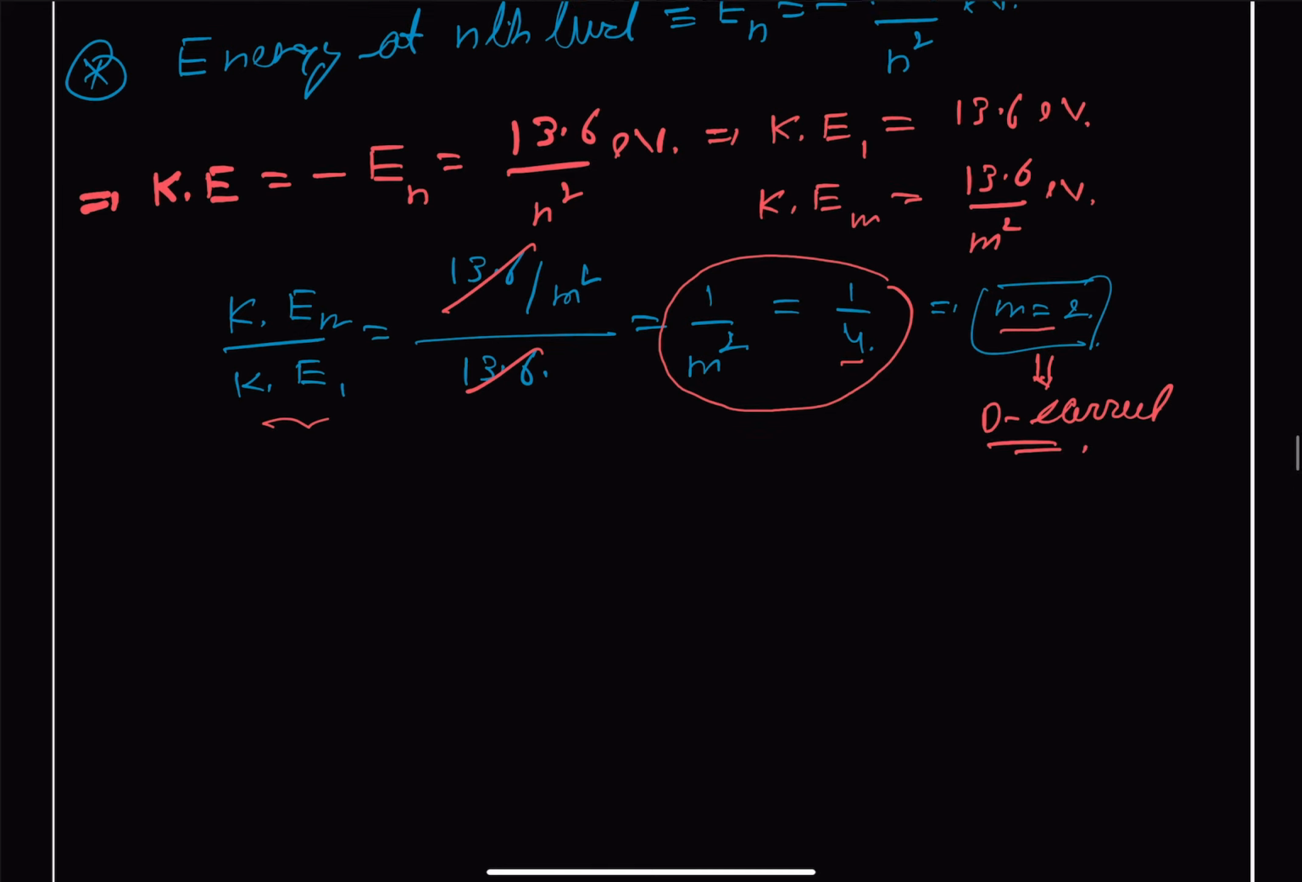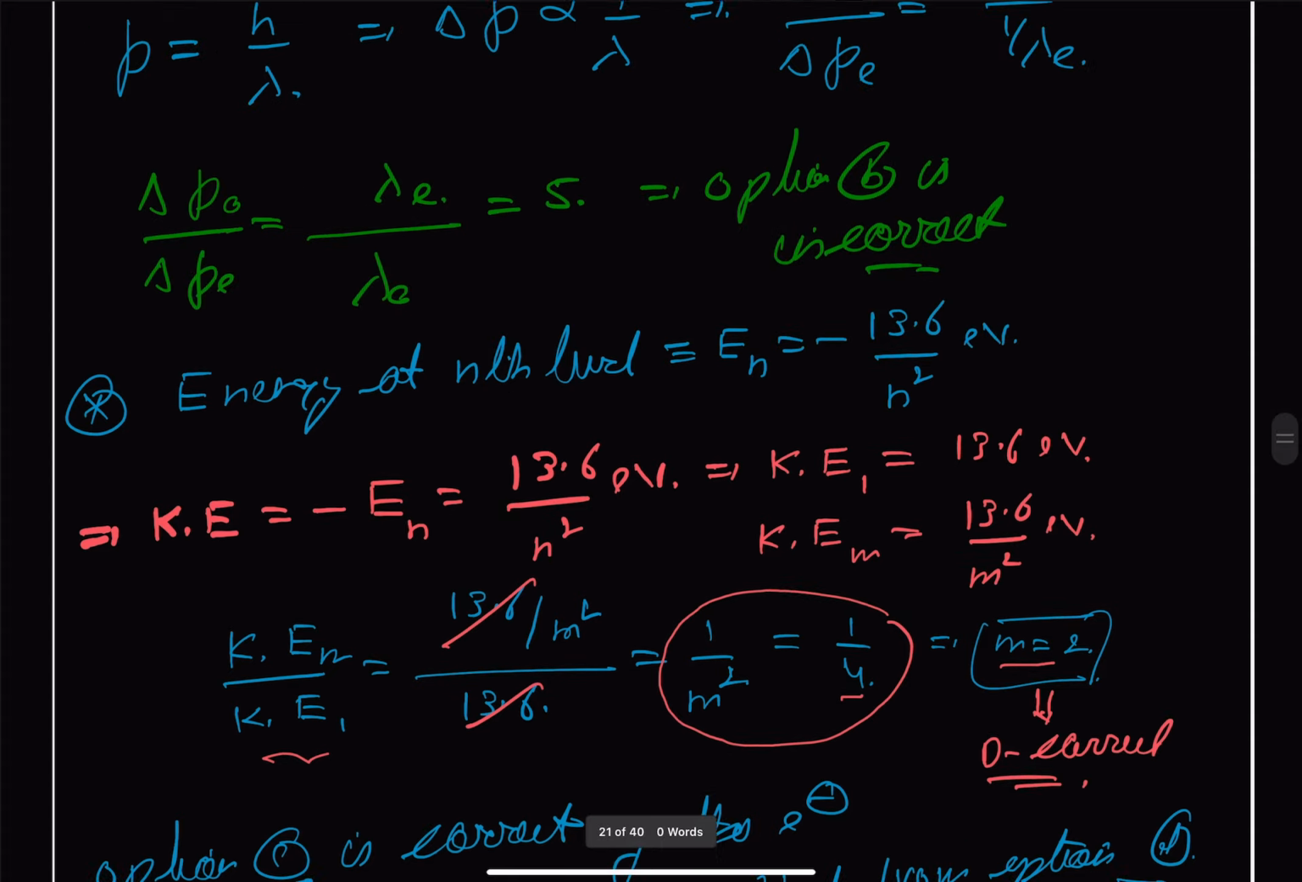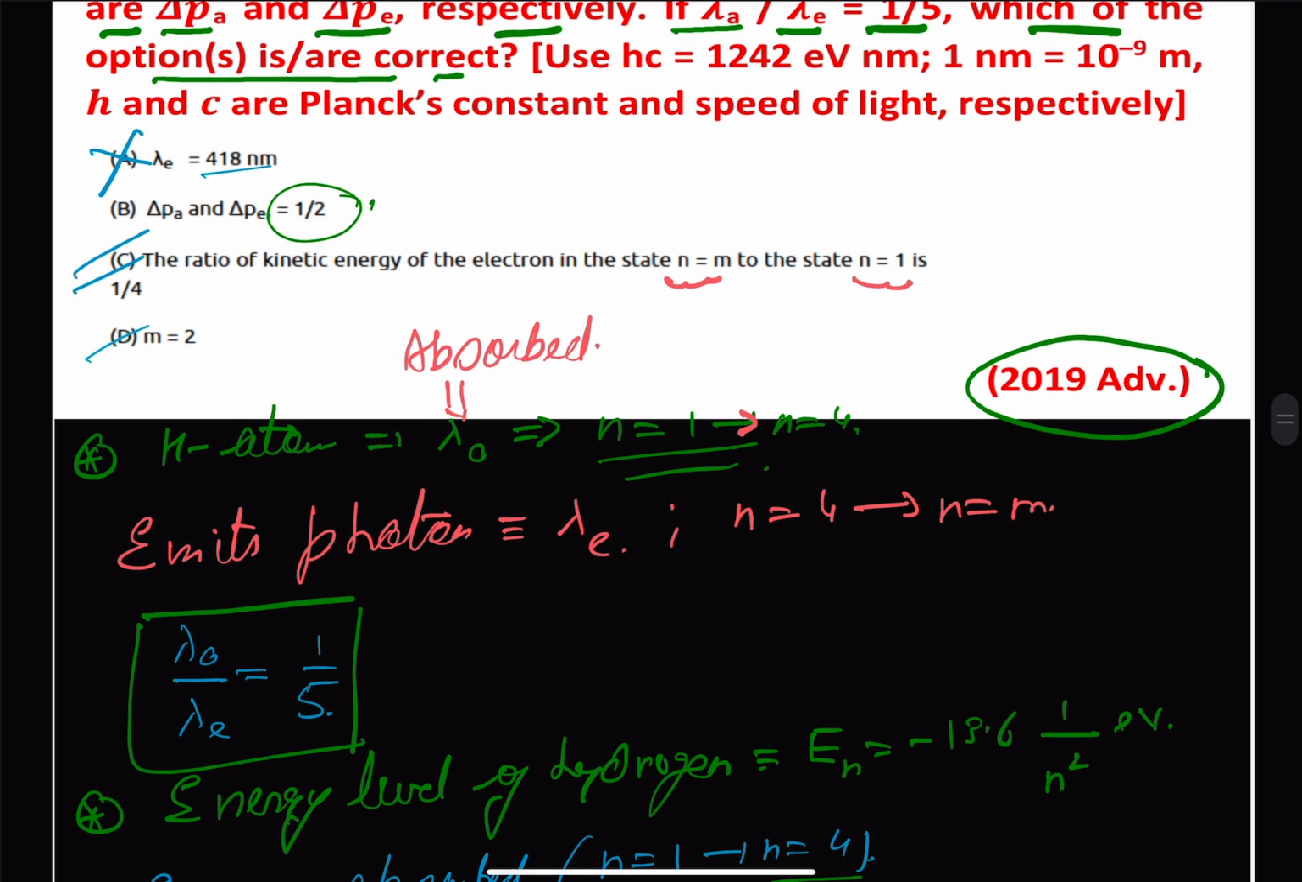Okay. And for option C, we can say option C is correct if the electron lands at level n is equal to 2, and this is verified from option D. So only C and D options are correct. C and D are correct. Next question.